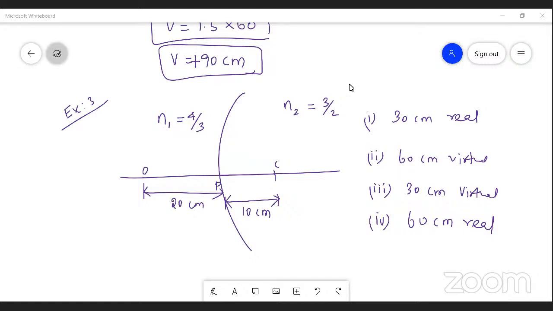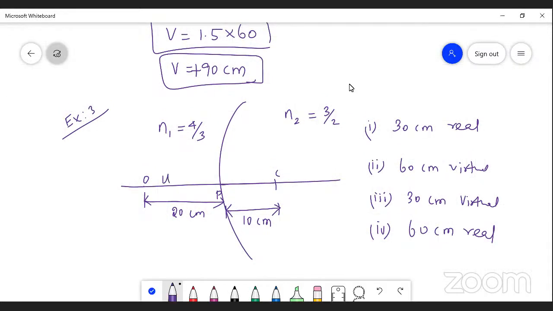Okay, students, say any one, what is the correct answer? N1 is equal to 4 by 3, N2 is equal to 3 by 2, and the object is at U value equal to 20 centimeter. Radius of curvature is 10 centimeter. Anyone?